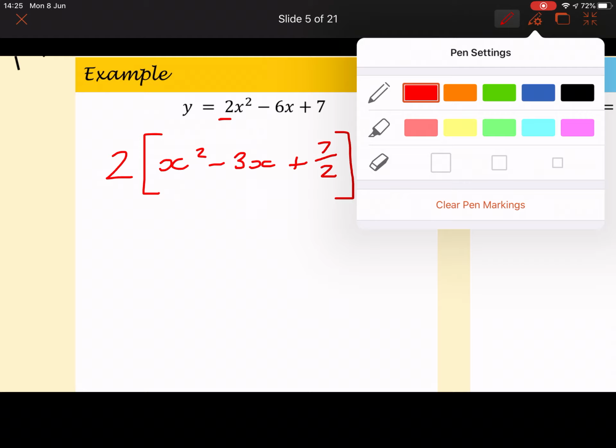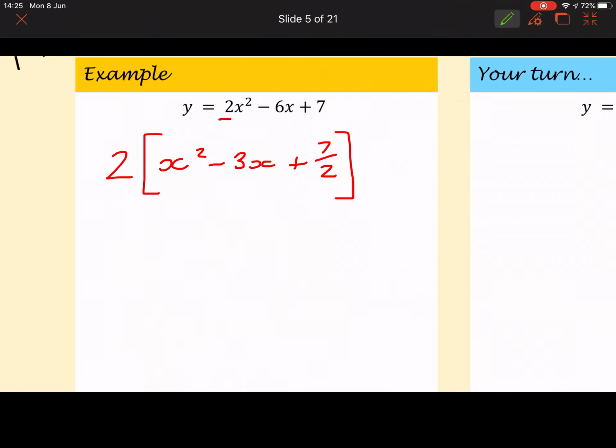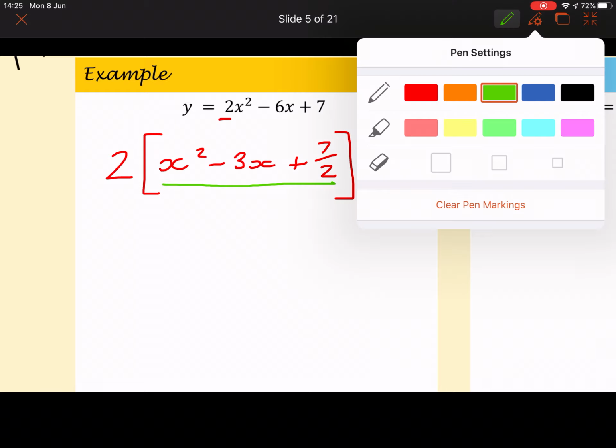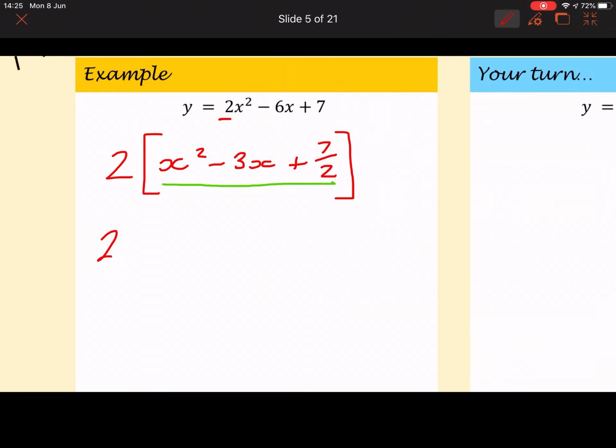Now I'm going to pretend that 2 doesn't exist, and I'm just going to focus on this middle equation. Now we've still got to write that 2 so we don't forget it. So still write your 2 and your square brackets, but now just focus on the middle bit. We've got to complete the square for this equation. So getting that into our right format, we have x minus 3 over 2 squared.